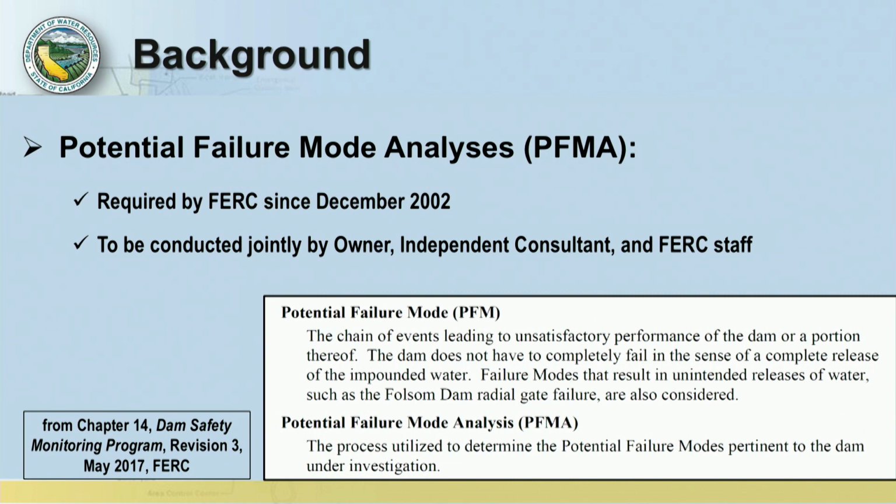The dam does not have to completely fail in the sense of a complete release of the impounded water. Failure modes that result in unintended releases of water, such as the Folsom Dam radial gate failure, are also considered. It's basically a scenario, a chain of events that might lead to something that's unacceptable. Potential failure mode analysis, PFMA. This is the process utilized to determine the potential failure modes pertinent to the dam under investigation. And these definitions come from FERC documents, basically Chapter 14.